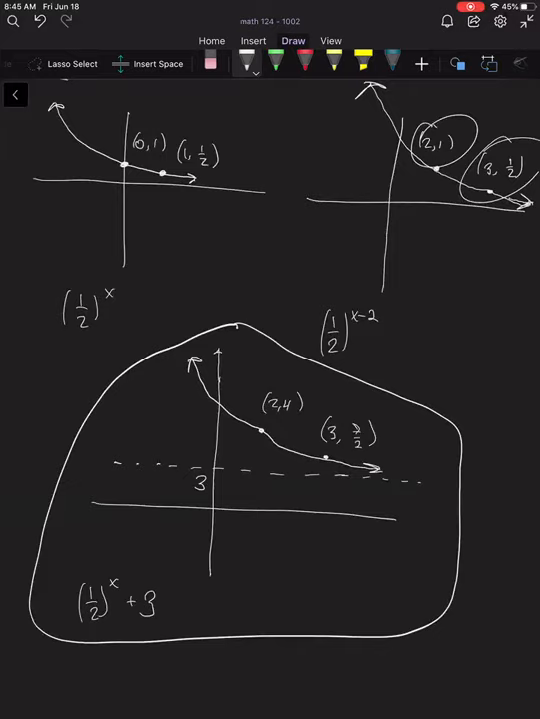All right, let me make sure it's everything from this section. Yeah, that's a good place to end it for today.